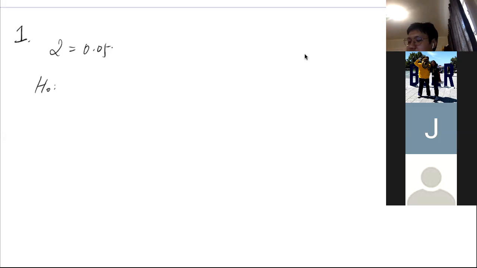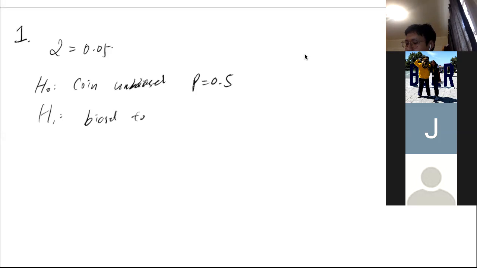Okay, for this problem, we want to set up the null hypothesis as the coin is unbiased, meaning the probability of getting a head is 0.5, and our alternative hypothesis is it is biased toward head. That means the probability of getting a head is more than 0.5. So this is a one-sided test.